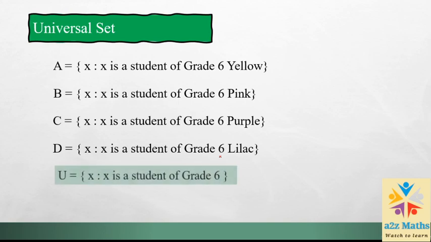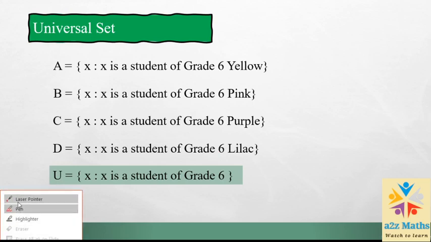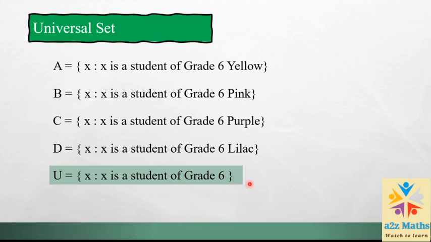Now let's have a set U, X such that X is of grade 6. Now this set U contains all the students of grade 6. So students of grade 6 yellow are also part of this. Grade 6 pink is also part of this set. 6 purple and 6 lilac are also part of these sets. So in this situation, set U is called the universal set because it contains all the sets in this situation.